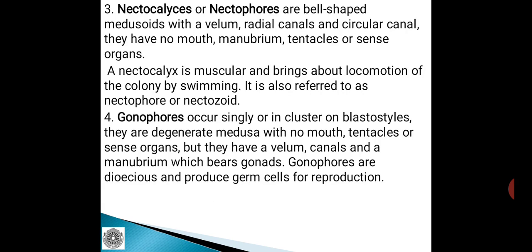Coming to the fourth one, gonophores, which occur singly or in clusters on blastostyles, and they are degenerate medusae with no mouth, tentacles or sense organs. But they have a velum, canals and a manubrium which bears gonads. Gonophores are dioecious and produce germ cells for reproduction.